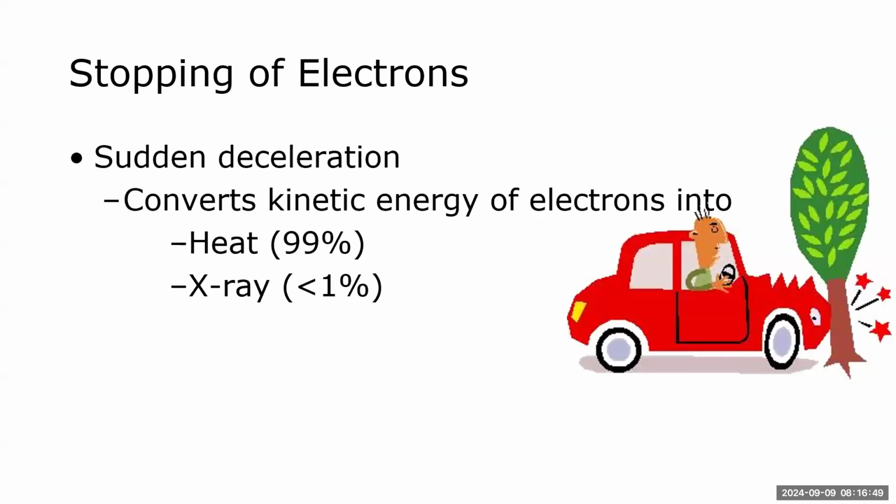And then we have to have sudden deceleration of those electrons, or a sudden stopping of electrons. And so when that occurs, it converts the kinetic energy of those electrons into, look at how much heat. That's a lot, right? Only a little bit less than 1%, or about 1%, is actually going to be X-rays produced. So a lot of heat has to be managed in the X-ray tube.